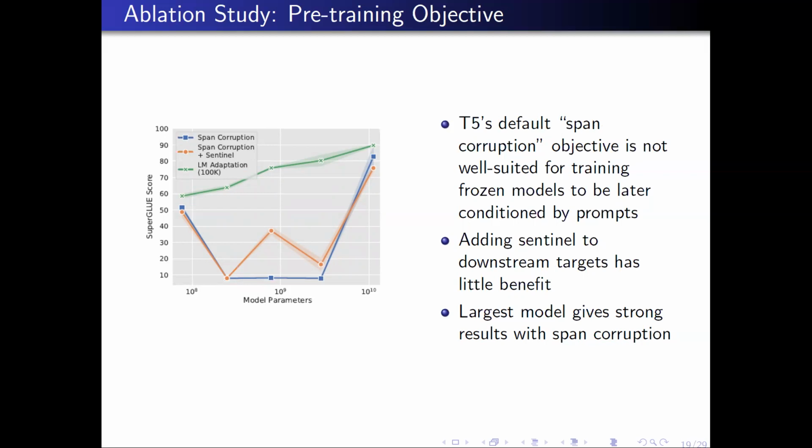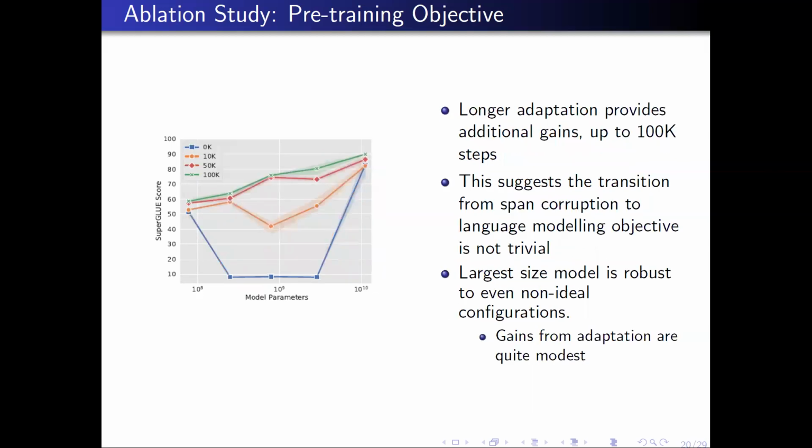The orange line shows this. However, the largest model gives strong results even with span corruption. Given that the language model adaptation shows bad results in the previous experiment.